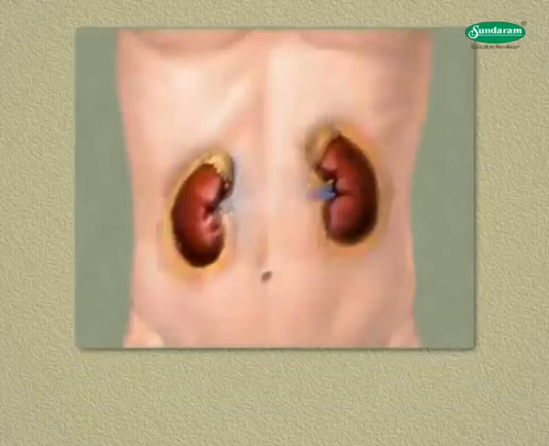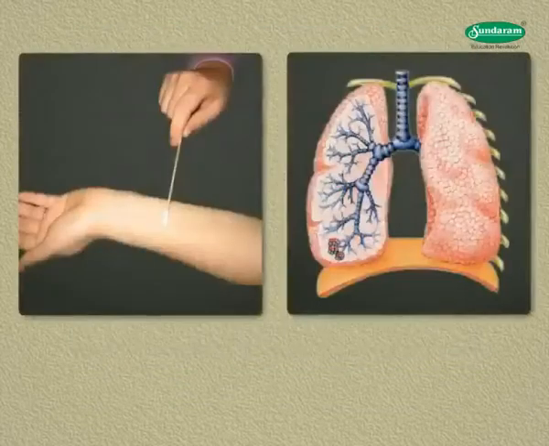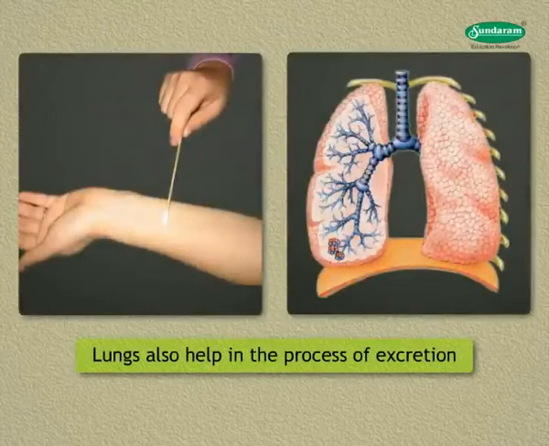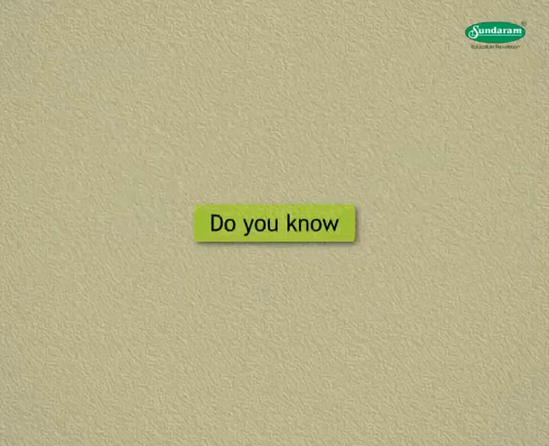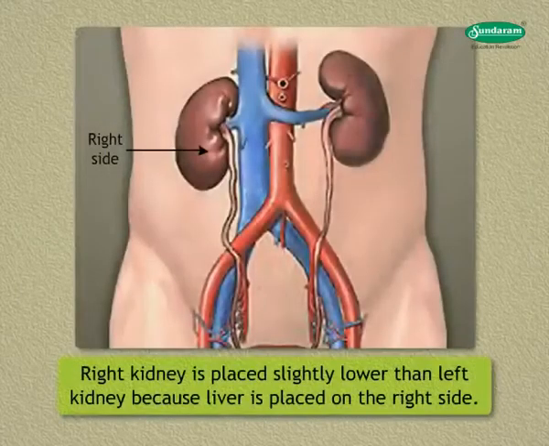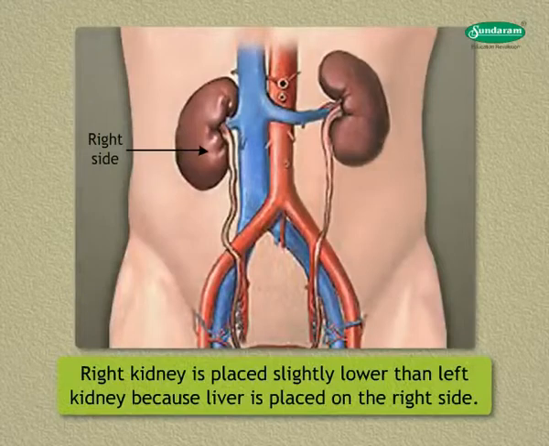Though the kidneys are the major excretory organs in a human being, the skin and the lungs also help in the process of excretion. Students, do you know the right kidney is placed slightly lower than the left kidney because the liver is placed on the right side?